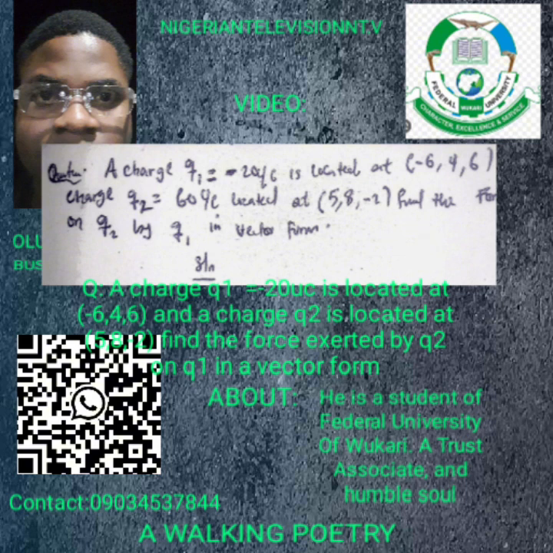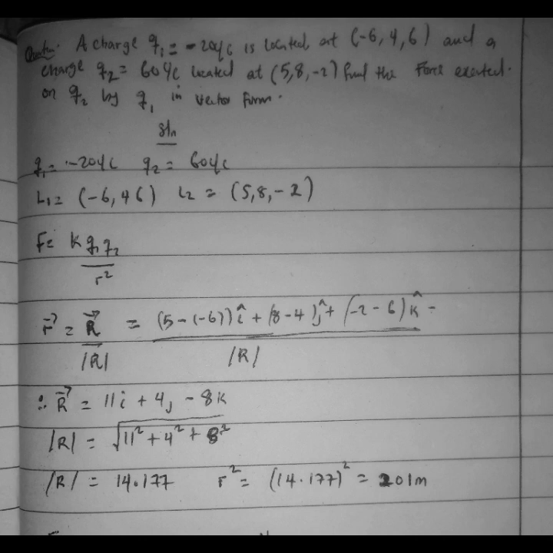The question has said that we should find the force exerted on Q2 by Q1 in vector form. Assuming that we have taken down our parameters, Q1 is equal to negative 20 microcoulombs, and Q2 is 60 microcoulombs. We represent our direction as L1 for Q1, which is minus 6, 4, 6, and L2 for Q2, which is 5, 8, and minus 2. We are asked to calculate the force exerted on Q2 by Q1.